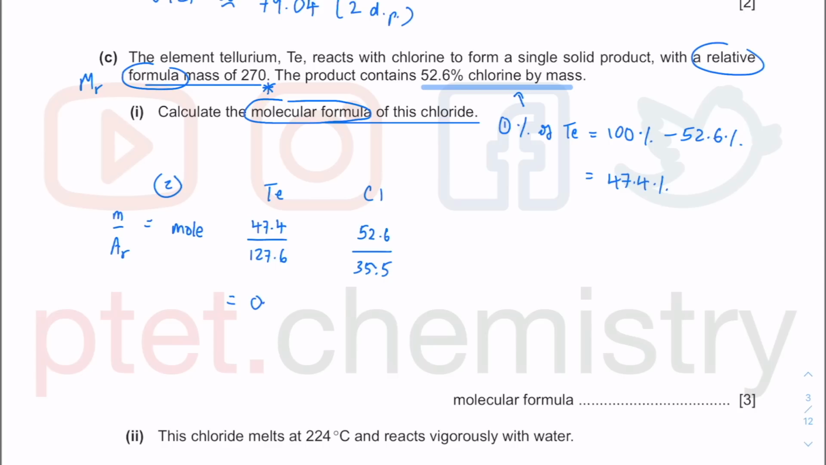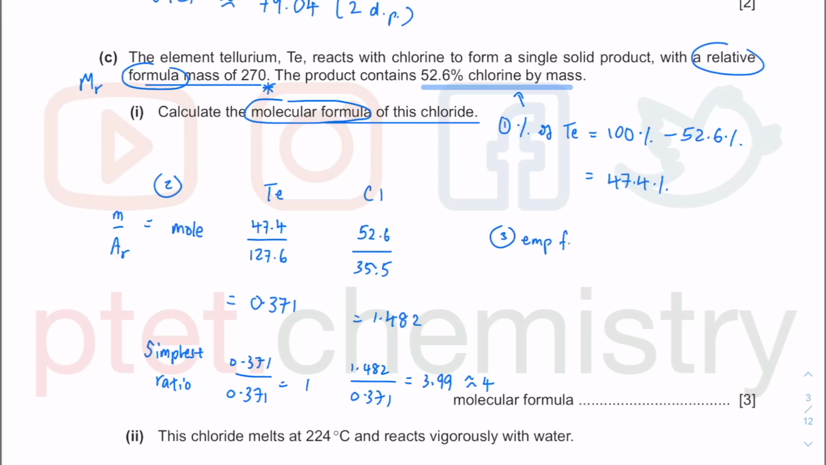So I get 0.371, and then the next one, well, obviously it's a lot of numbers. I'm not going to write all of them down. I'm just writing out a couple of decimal places. Now what I do is I want the simplest whole number ratio. So I have to divide by the smallest number. So 0.371 is the smallest number. And then 1.482 divided by 0.371. I get 3.99, and that is really close to 4. So what I can say is the empirical formula is going to be TeCl4.